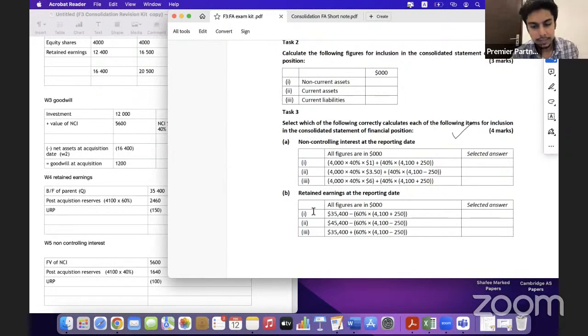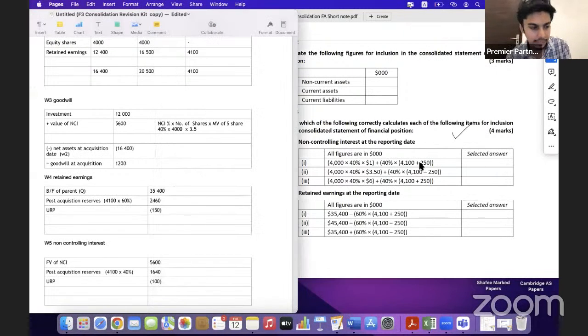Okay. Task number 3, guys, A and B. You look at the working, what we have done here, and then select the correct Roman number quickly, if possible. I'll give you 2 minutes time.